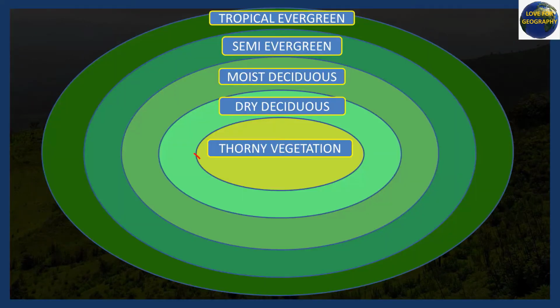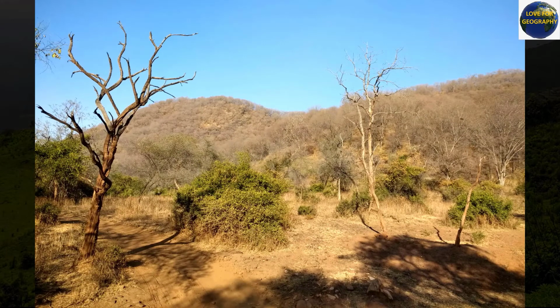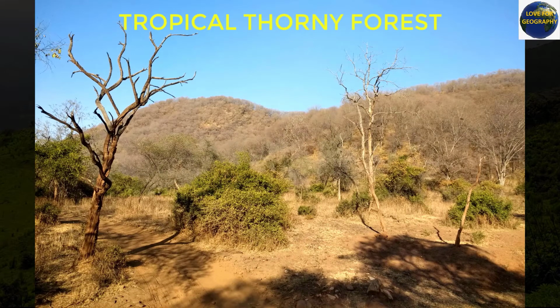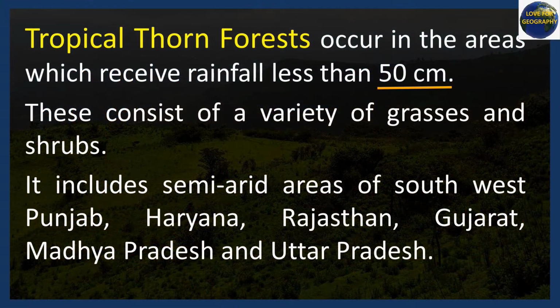Now let's move to the thorny vegetation. So basically here you will find thorny shrubs and bushy trees. You will even find a few tall trees. This kind of vegetation occurs in the areas that receive rainfall of less than 50 centimeters. So you can imagine that there is less rainfall. The roots of the trees are long and most of the water is stored. Since we know that these forests are found at locations with rainfall less than 50 centimeters, that means the place can also be called semi-arid areas.